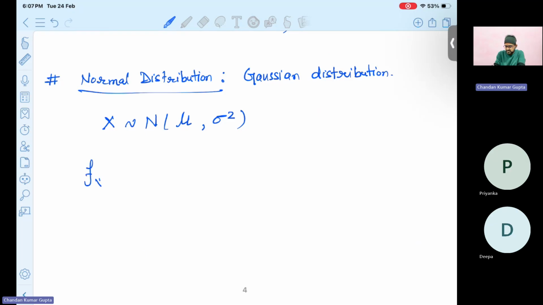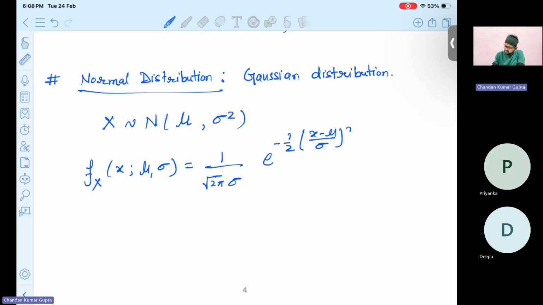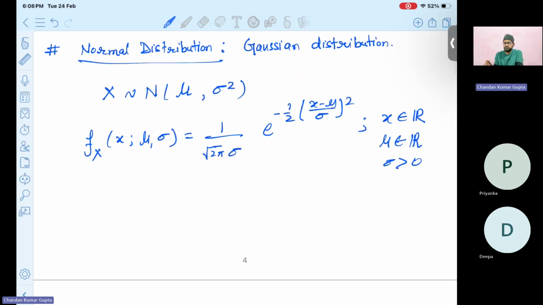And the PDF is 1 upon root 2 pi sigma, e to the power minus 1 by 2 times (x minus mu upon sigma) whole square, where x belongs to the real numbers, mu belongs to the real numbers, and sigma is positive. Now we have two parameters here as well.